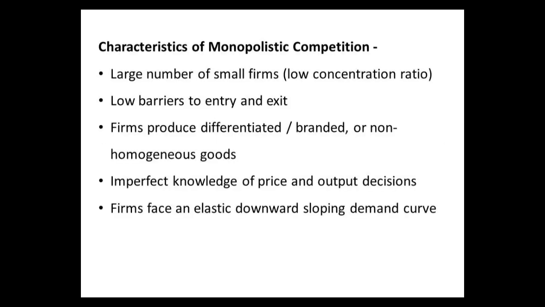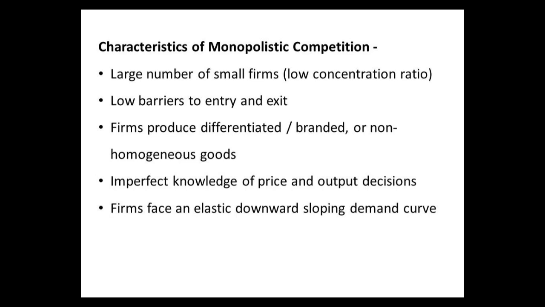This video explains the short and long run diagrams for monopolistic competition. As the name suggests, this is somewhere in between a monopoly and a perfectly competitive firm. So we assume that there's a large number of small firms, which means that there's a low concentration ratio.